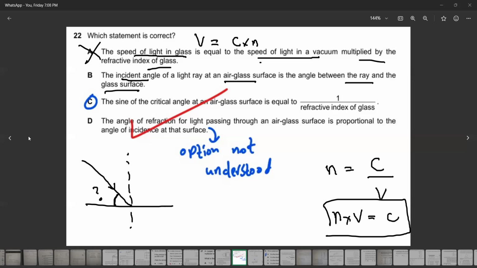Because the angle of incidence is the angle between the normal and the incident ray. This is the angle of incidence. But according to the statement, the angle of a light ray at an air glass surface is the angle between the ray and the glass surface. So this is not the angle between the ray and the glass surface. The incident angle is the angle between the normal and the incident ray. So that's why this statement is wrong.